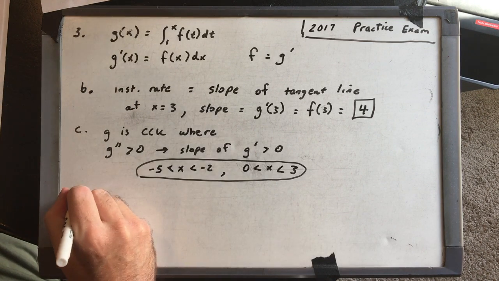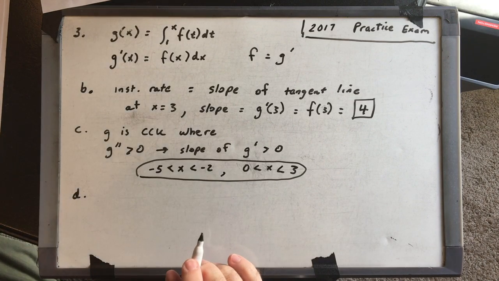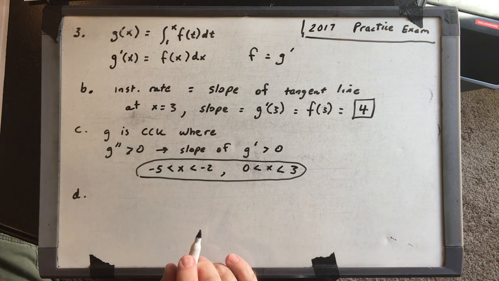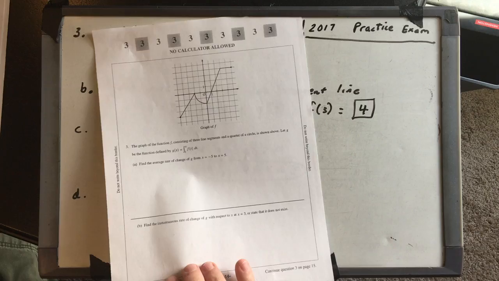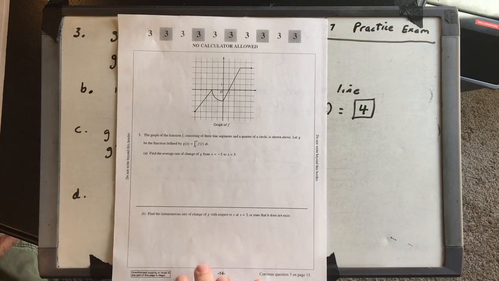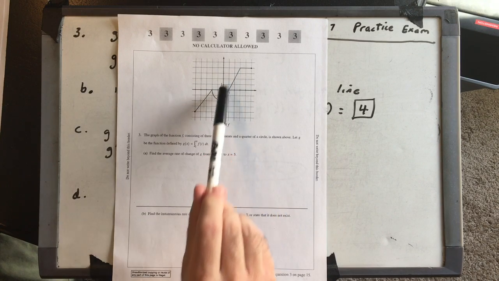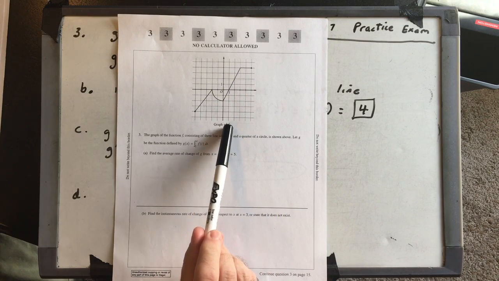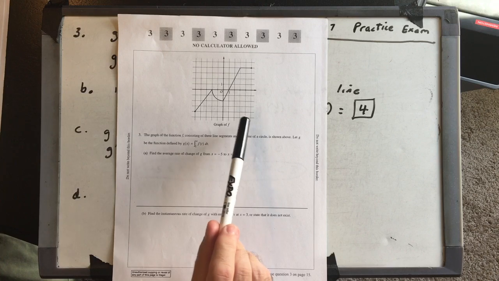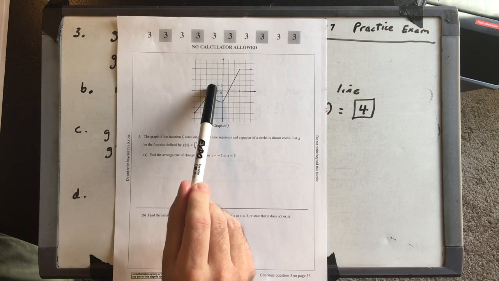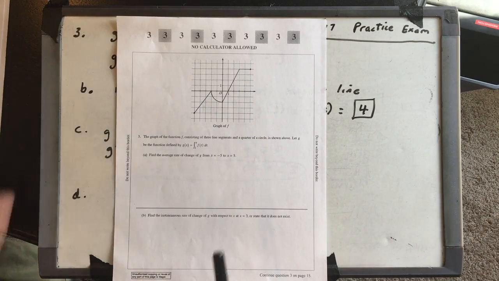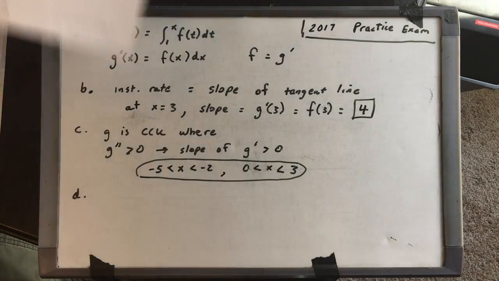Okay, let's see if I can fit part D on this whiteboard here. Okay, so it says find all x values where g has a critical point. So remember, that's not going to be hard because where do the critical points occur? It's where g prime, which this is a graph of g prime, not just f, but g prime, is equal to 0. Well, where does g prime equal 0? Well, it's at -2 and it's at 1. So those are your two critical points.